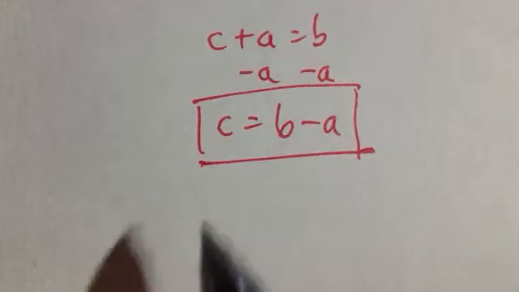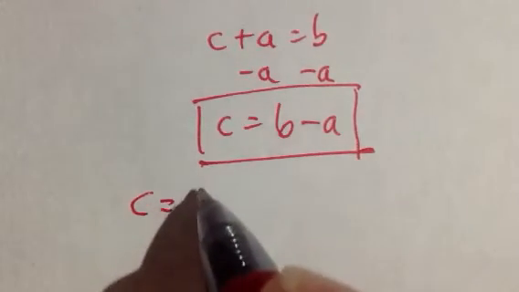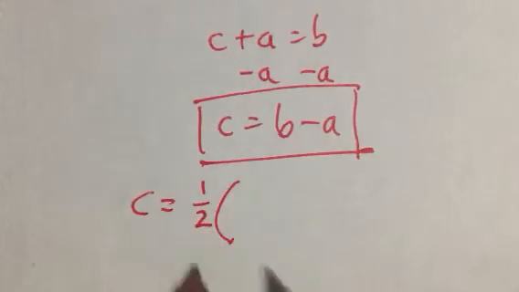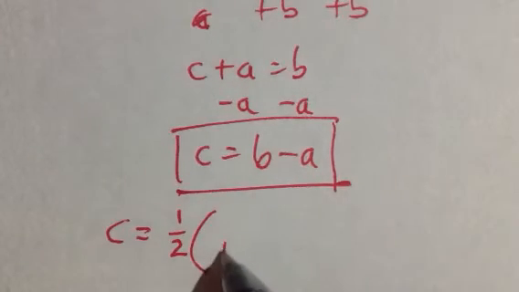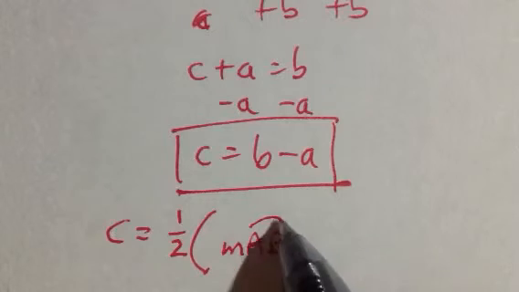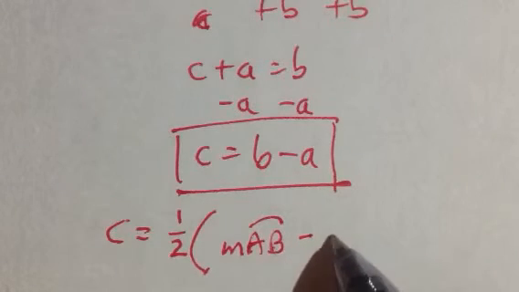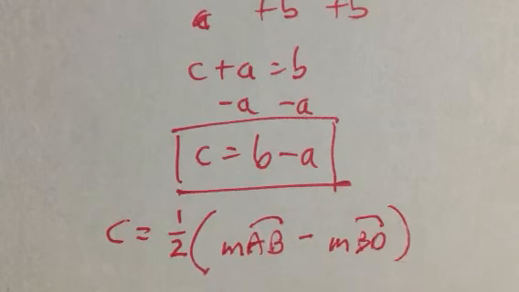So therefore we can say that C therefore equals 1/2 of the measure of the intercepted arcs, which would be the measure of AB minus the measure of BD. Well, that was what we needed to prove, so we've now finished proving this part of Theorem 1014.